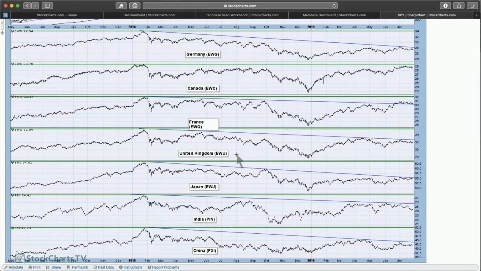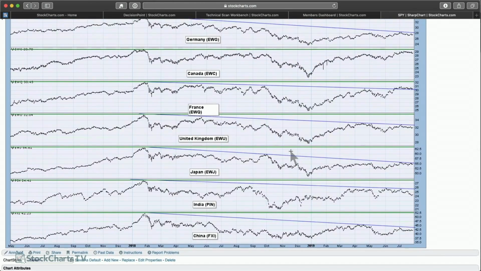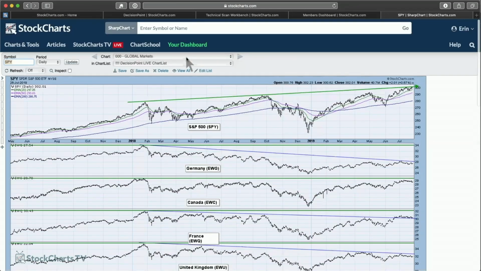UK, EWU, look at the difference. This reminds me of the S&P 400 and 600, very far away from the all-time highs and still in a declining trend since those all-time highs. Same with Japan, EWJ, India, and China. They're all still in a declining trend since their all-time highs.